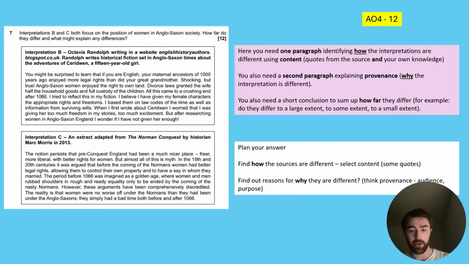Finally, remember the marks are AO4, judgment marks, so we need to have a small conclusion, couple of sentences at the end there, just summarising how far or how much these two sources differ, and just a little reason why you think that's the case. So a good example of how we're going to answer a question like this is on the next slide.